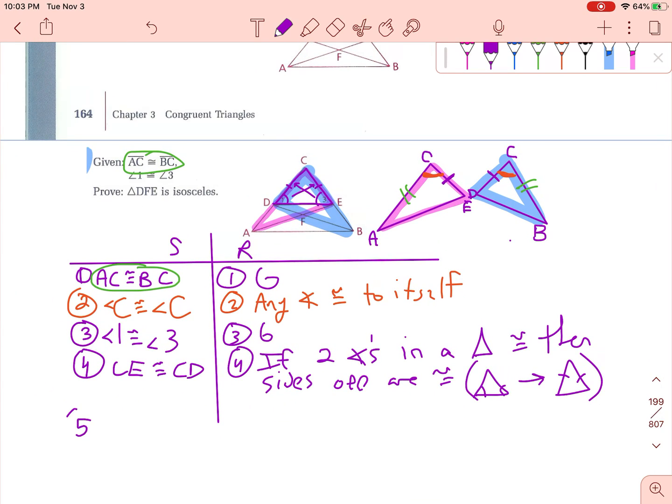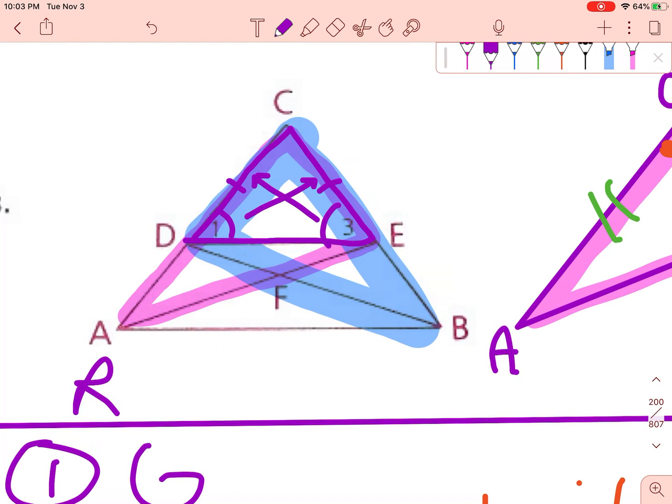After I did all that, I realized that I had enough information. So triangle ACE is congruent to triangle BCE, and that is by side angle side. Once these triangles were congruent, I thought to myself, okay, so how can I possibly get this little orange triangle to be isosceles? And I took a look at angle 1 and angle 3, and I noticed if I continued these right here.